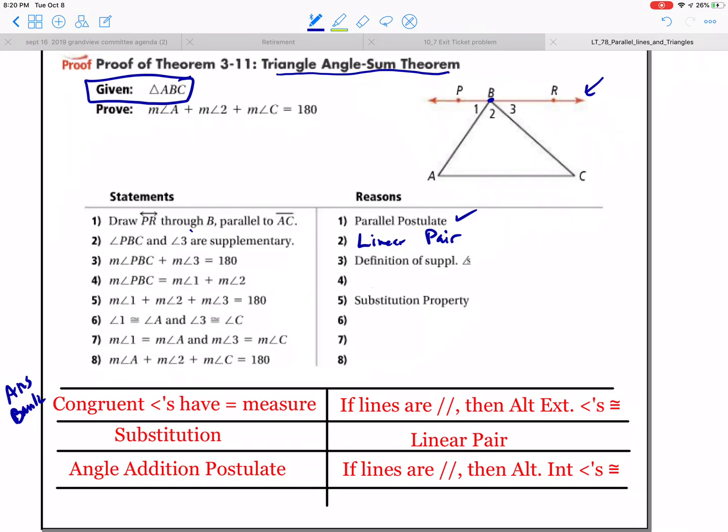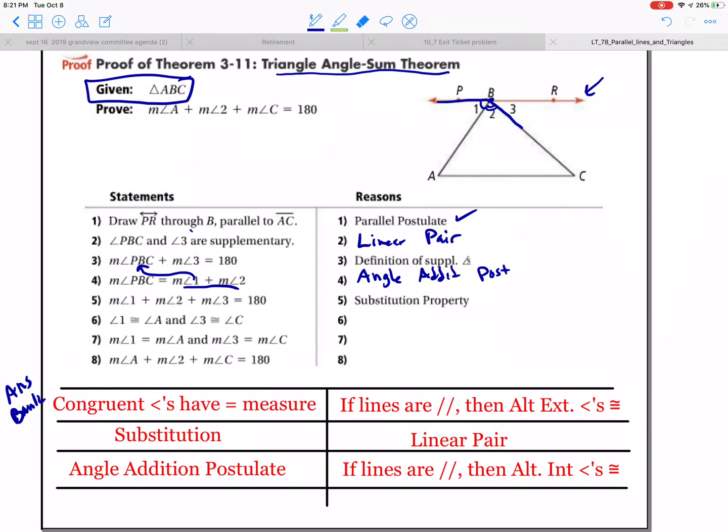So angle PBC is equal to the measure of angle 1 plus 2. They're saying this angle is equal to this angle plus this one. That is our angle addition postulate. Then we've got the measure of 1 plus 2. We substituted that in for PBC. Plus 3 gives us 180 by substitution property. So we have that the measures of those three angles up there, 1, 2, and 3, equal 180.